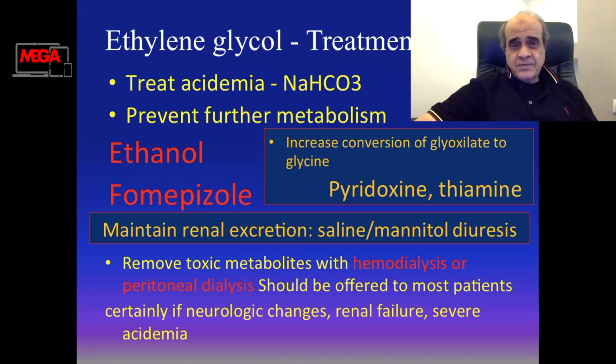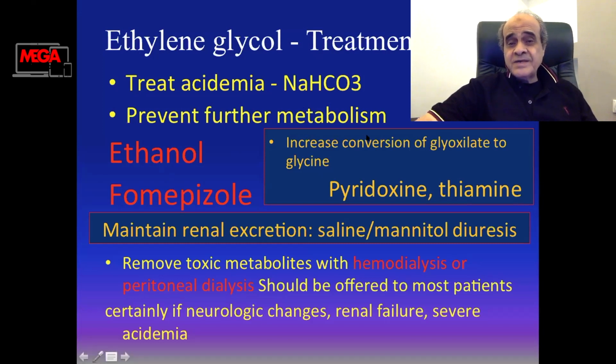You can give sodium bicarb if it is severe. You can prevent further metabolism. You stop the alcohol dehydrogenase, either by ethanol, though nowadays we're not using ethanol much, or fomepizole, and it is specific. But in using fomepizole, expect you will use it for several days, 3, 4, 5 days to eradicate ethylene glycol alcohol from the body.